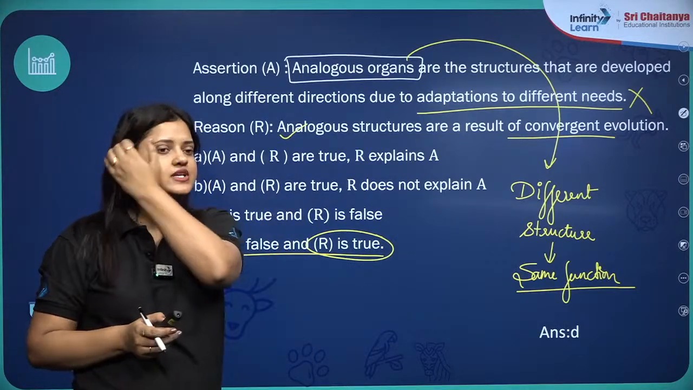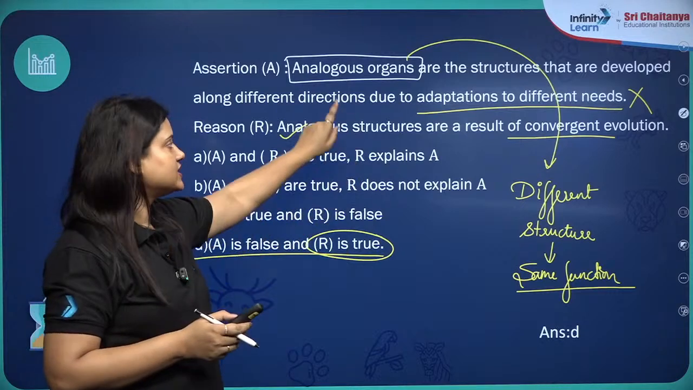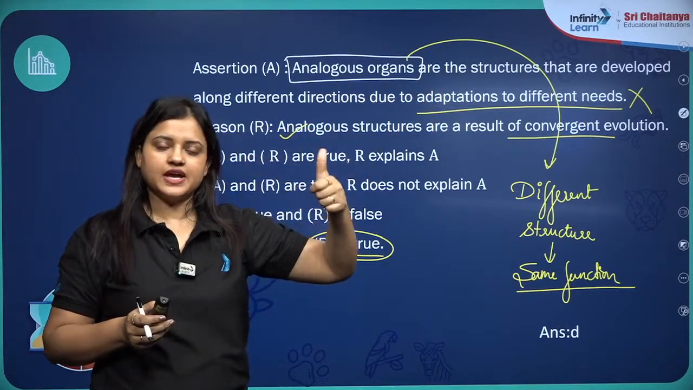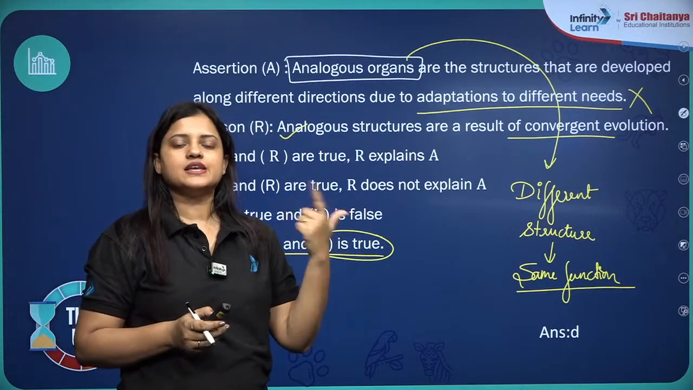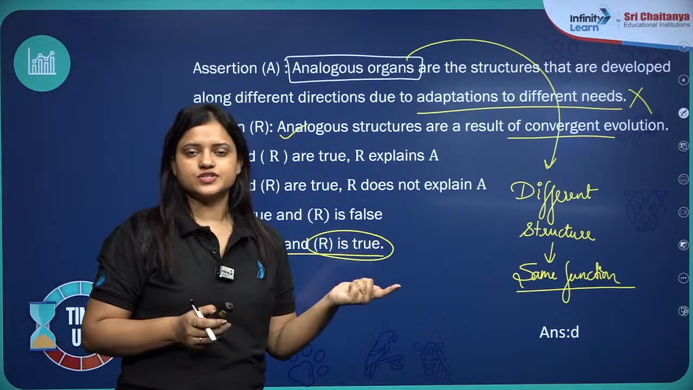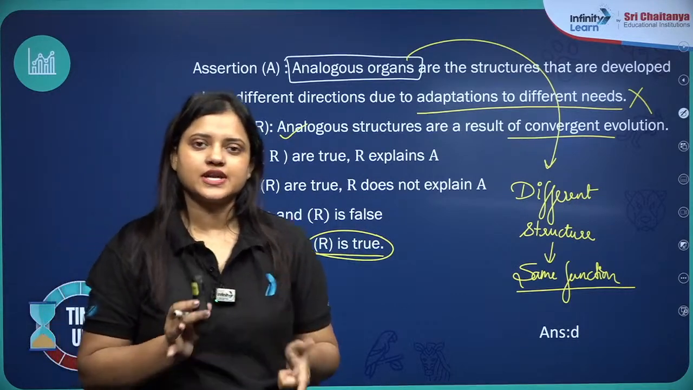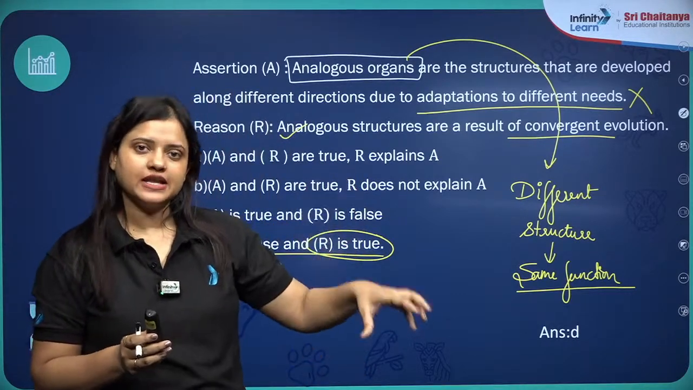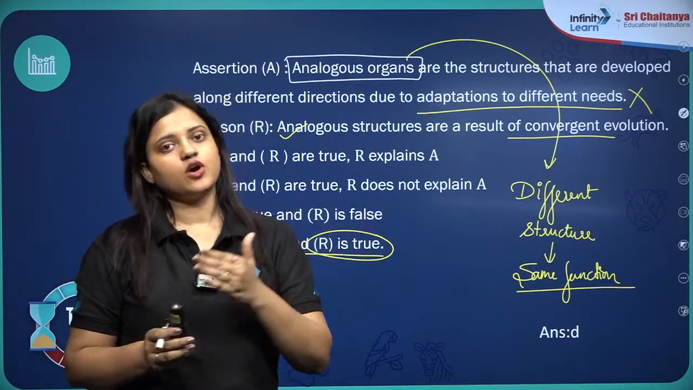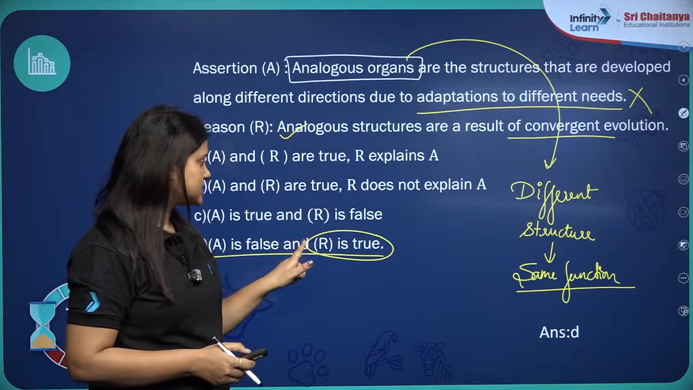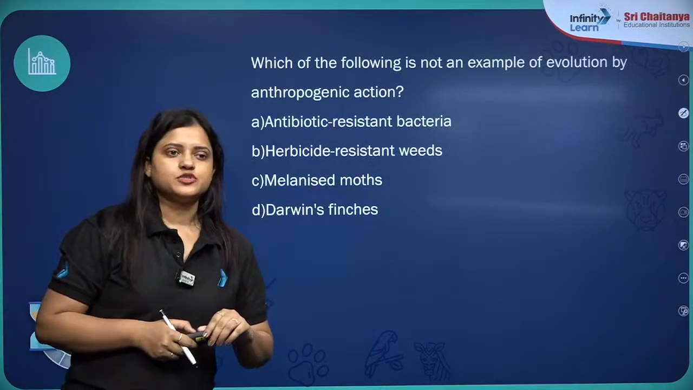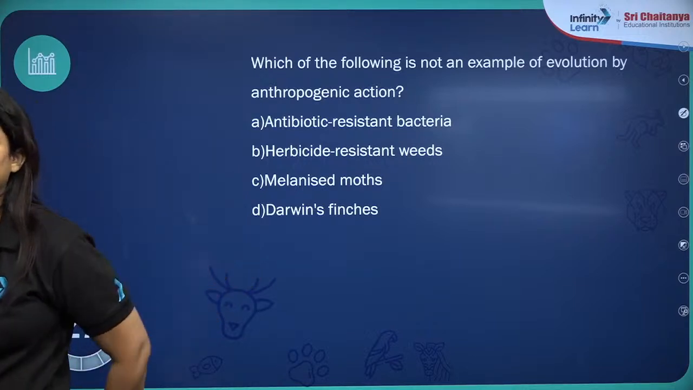Assertion is false but reason is true. Okay, and we have seen the example also. Analogous organ का example क्या होगा? Wings of butterfly and wings of bird. Okay, eyes of mammal and eyes of octopus. So ये सारे analogous structure के examples हैं. Homologous structure के examples क्या होंगे? Forelimb of whale and bat, जिसमें same structure है और different function है. Got it? So it is D. Okay. Next question and your time starts now. Try this one.